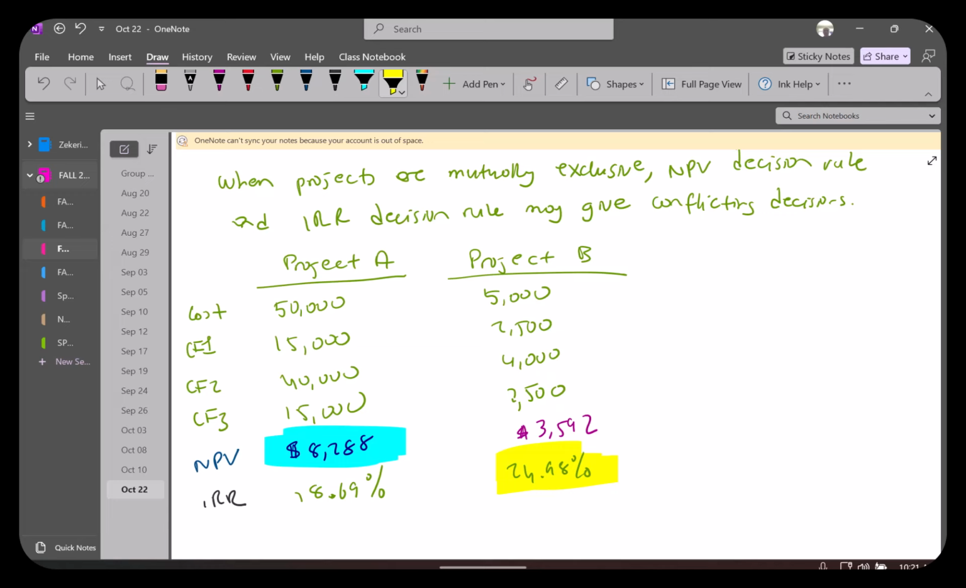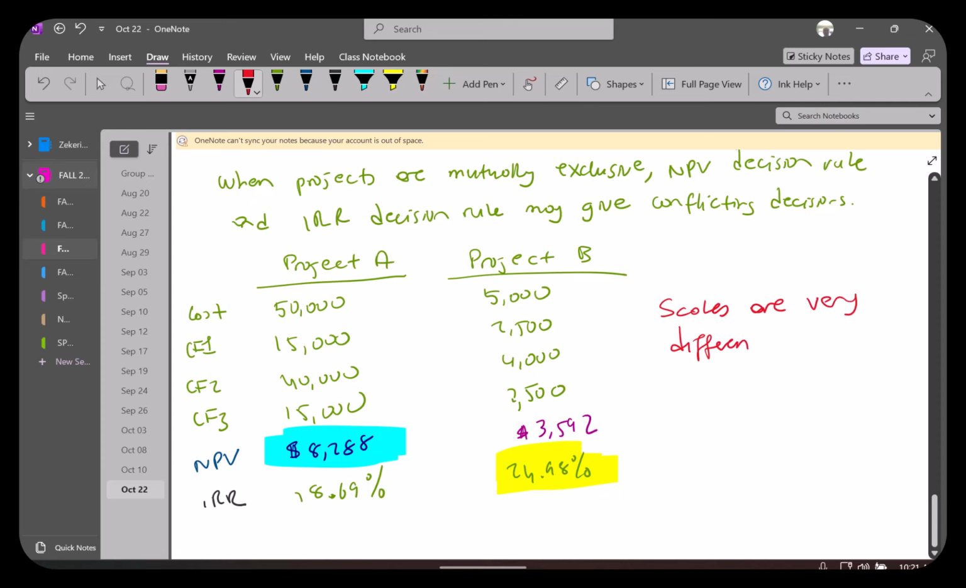The primary reason they give different results is that the scales are very different. Project A is a much bigger project, 10 times as big in terms of cost. On a per dollar basis, I make more money on project B, but I make less money on project A on a per dollar basis, but I make it on a lot more dollars. So when scales are very different, go with NPV.